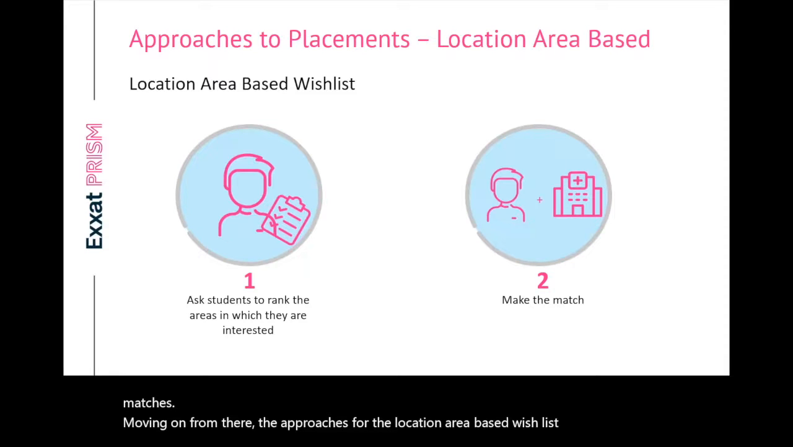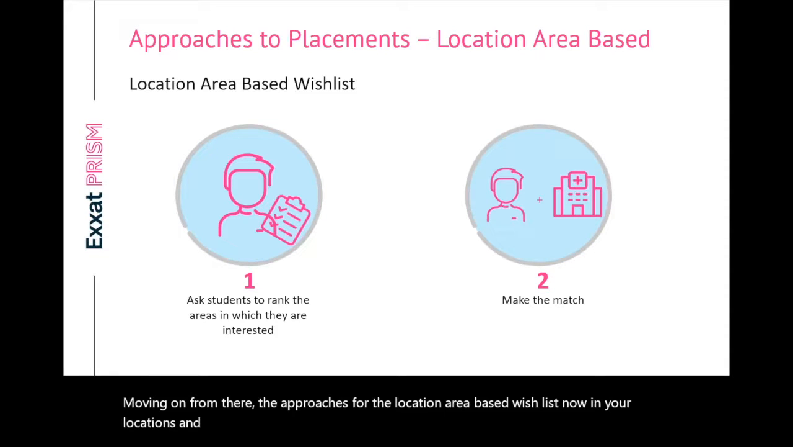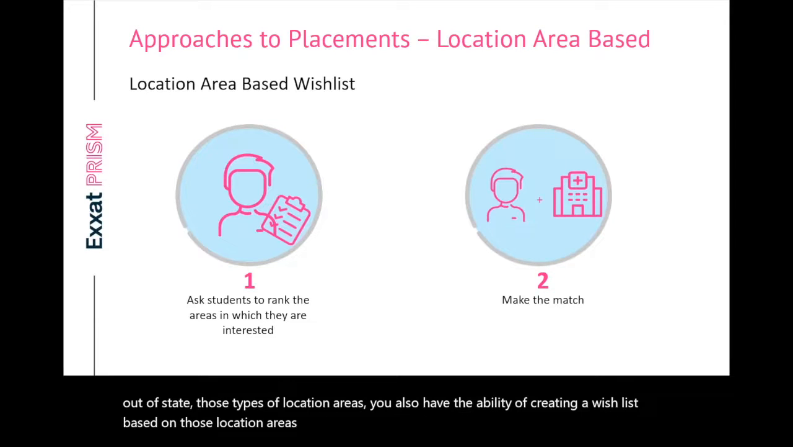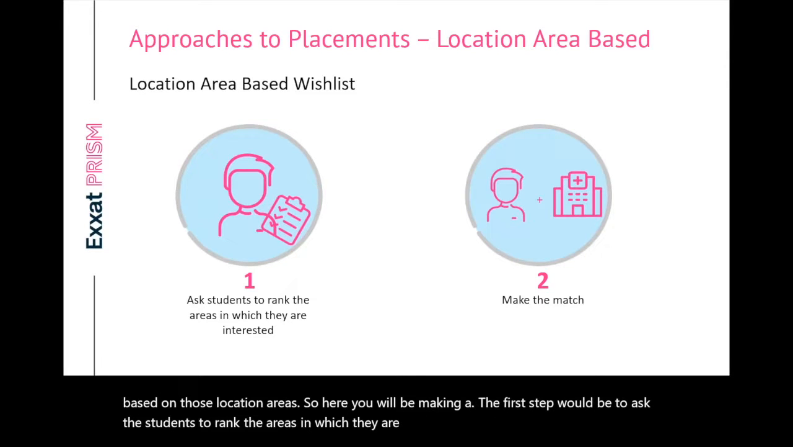Moving on from there, the approaches for the location area-based wish list. Now, in your locations and sites tab, you must have noticed that something that says in area, out of state, those types of location areas. You also have the ability of creating a wish list based on those location areas. So here, the first step would be to ask the students to rank the areas in which they're interested, and then the final step would be to make the match.